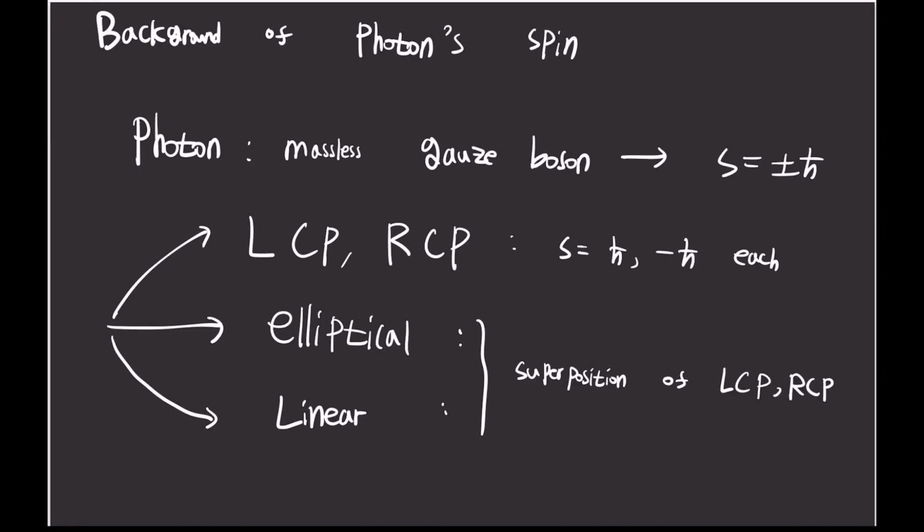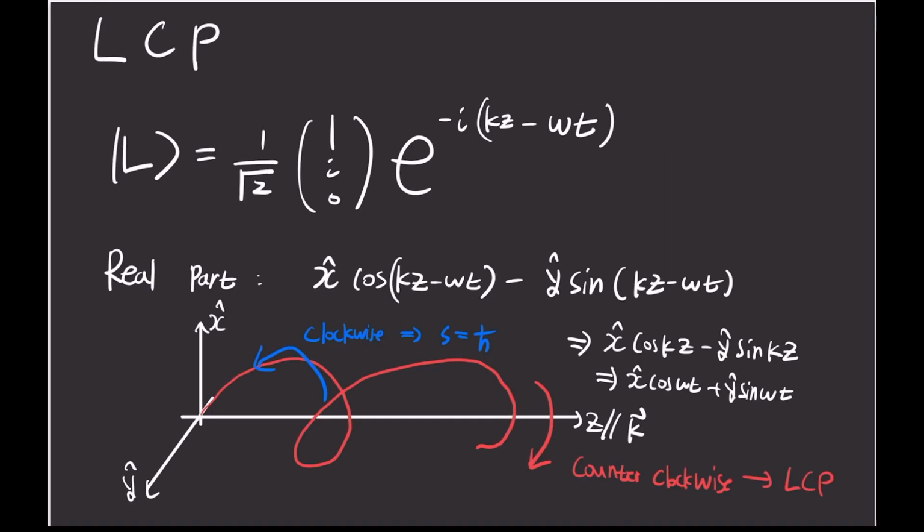Let me tell you briefly about the background of photon spin. Actually, a photon is a massless gauge boson, so there is no spin zero photon. And there are many kinds of polarization of a photon. Left and right circular polarization have spin +1 and -1 respectively, and elliptical and linear polarization is actually a superposition of left and right circular polarization. Okay, today I'm gonna talk about LCP only, because right circular polarization follows analogously.